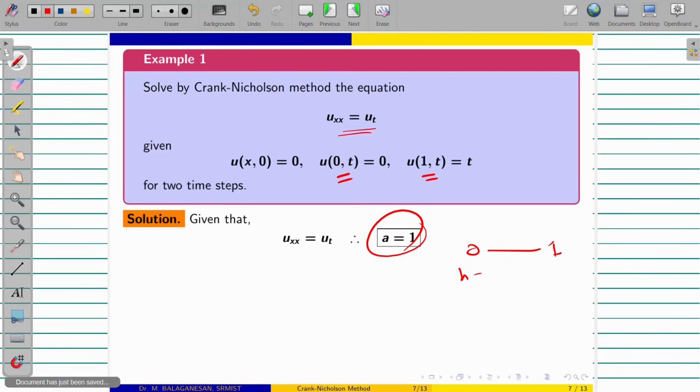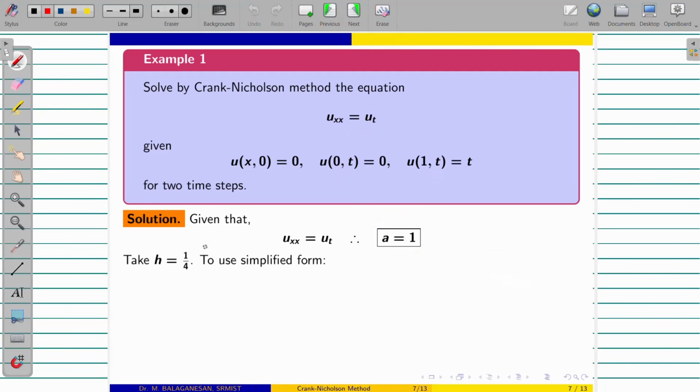That is h is equivalent to 1 by 4. In that way also we can consider here. Right. Now let's take h equivalent to 1 by 4. Then what about the k formula? K equivalent to a into h square. A value 1, h value 1 by 4 whole square. It will be 1 by 16. So k value is 1 by 16.